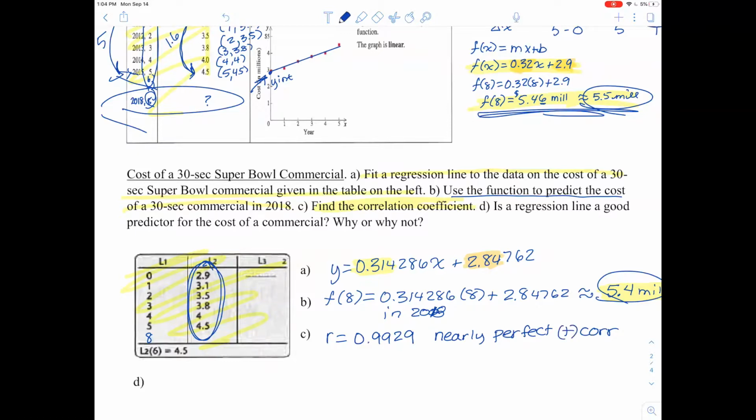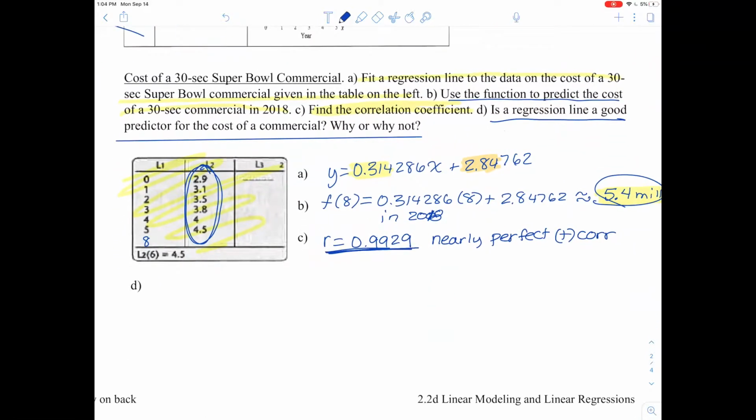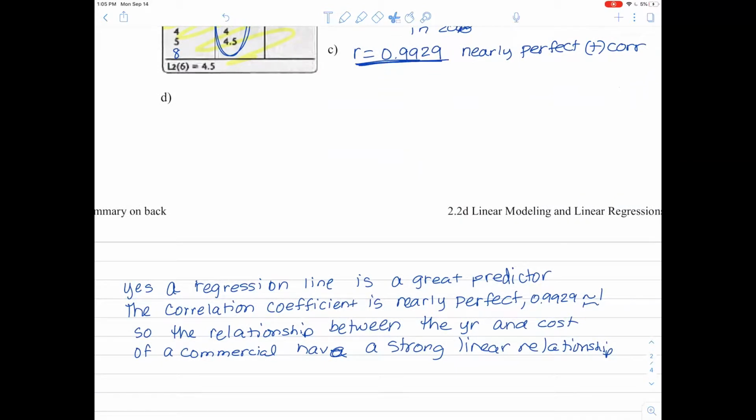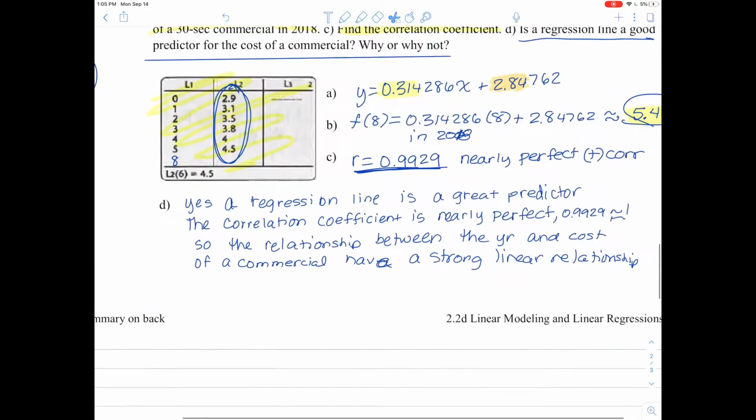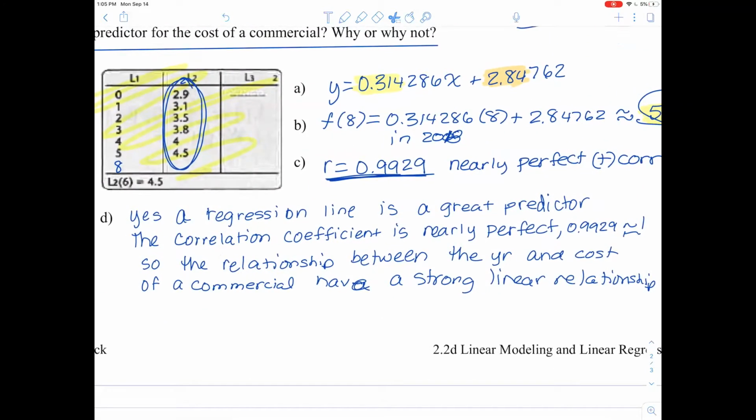It's nearly perfect. Okay, so is a regression line a good predictor for the cost of the commercial? Why or why not? Because our correlation coefficient is nearly perfect, then a line is the best way to model this data. So how would we answer this question? And this is important because question number 10 on your homework today requires you in 30-word minimum to answer a question like this. So I am going to take my answer that I wrote and bring this up here so you can see it, and then you can just write it down or refer to it.